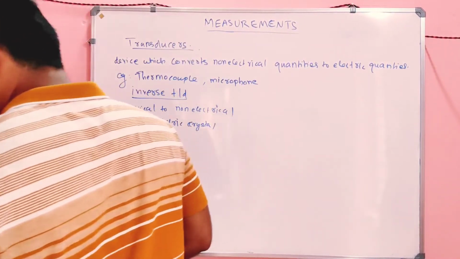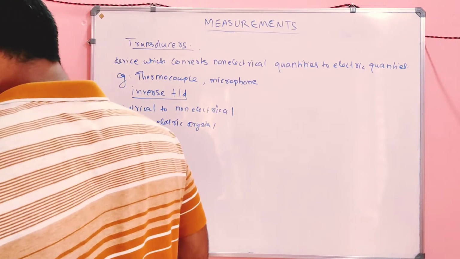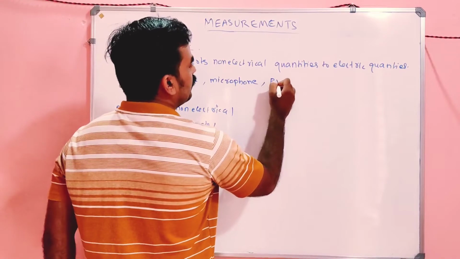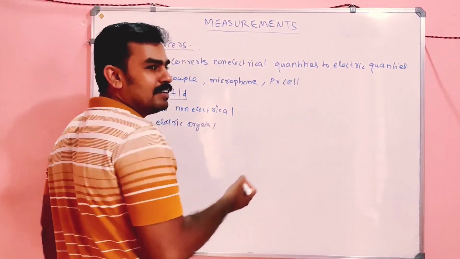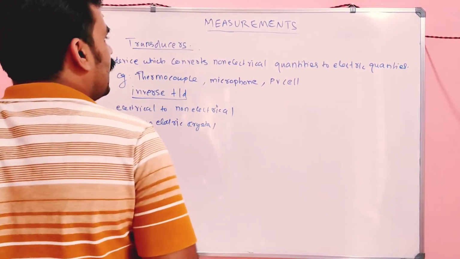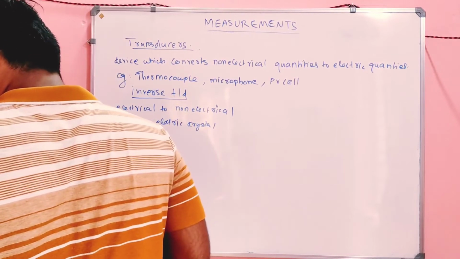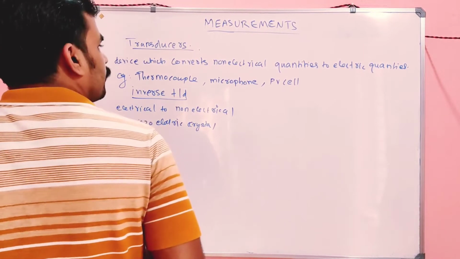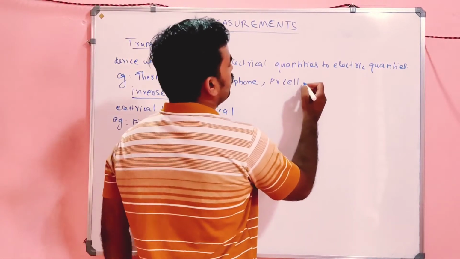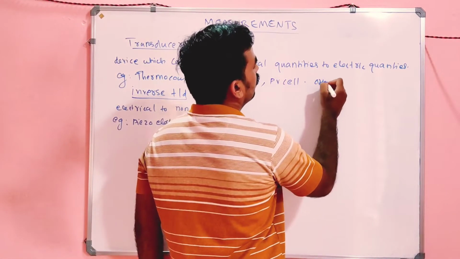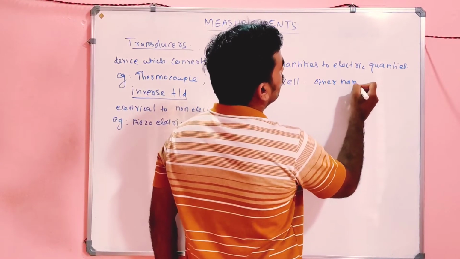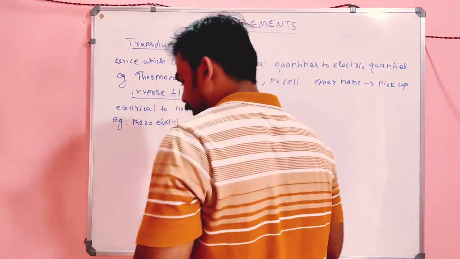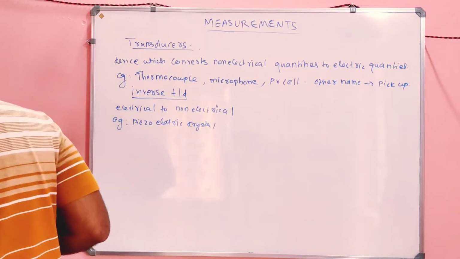You can solve them one by one. Another example is the PV cell. This is also non-electrical to electrical. And the other name of the electrical transducer is pickup. This also you have to note. Pickup is another name of the electrical transducer.